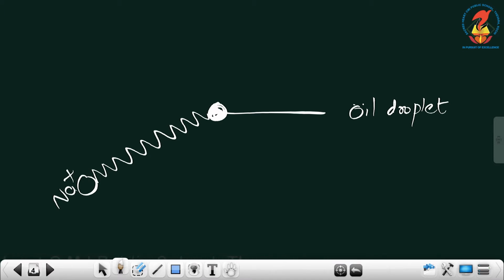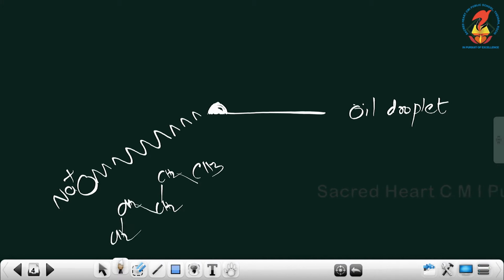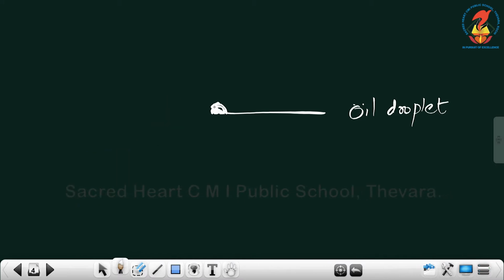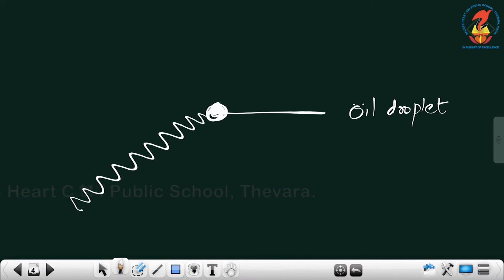It resembles the soap actually. What is it? These zigzag lines represent CH2, CH2. Instead of writing CH2, CH2, we make use of the zigzag lines. So instead of writing CH3, CH2, CH2, CH2, CH2, I told you one example C17H35, we represent it diagrammatically like this. So the oil droplet is in the middle. So this is the soap molecule.